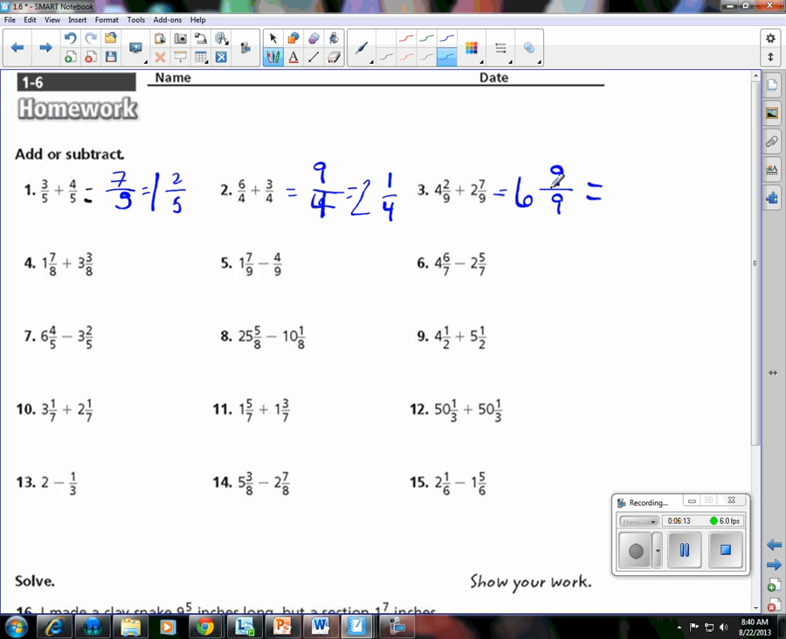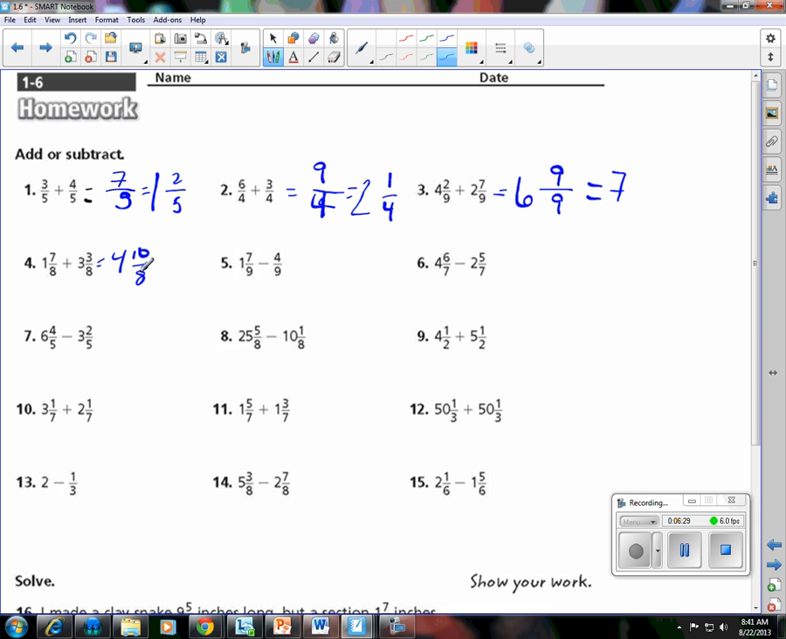So it's like 6 plus 1 whole. Well, 6 plus 1 whole is 7. So my answer there is going to be 7. Okay, let's try another one with addition. 1 plus 3 is 4. 7 plus 3 is 10, so 10/8.